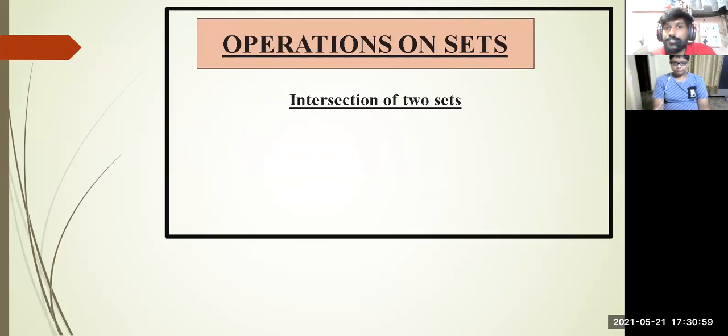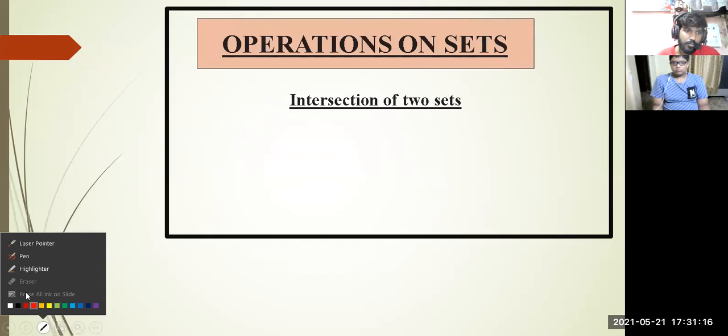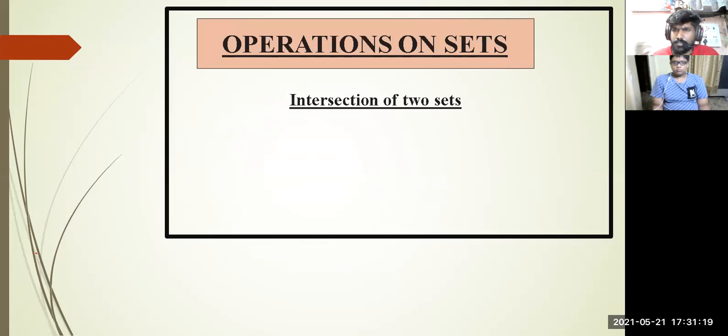Okay, now we'll see the very first operation on sets, and that is the intersection of two sets. Intersection is not the same as multiplication, so don't think about multiplication. When I say intersection, what comes to your mind? Crossing paths. Yes, correct. Suppose this is line 1 and this is line 2. These two lines are intersecting, but where? They intersect at this point, correct?